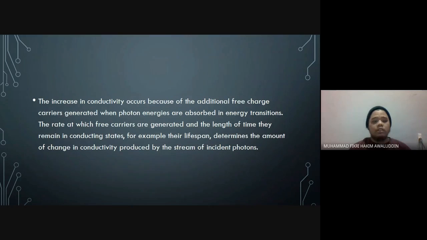The increase in conductivity occurs because of the additional free charge carriers generated when photon energy is absorbed in the energy transition. The rate at which free carriers are generated and the length of the time they remain in conductive state, for example, their lifespan, determine the amount of the change in conductivity produced by the stream of incident photons.